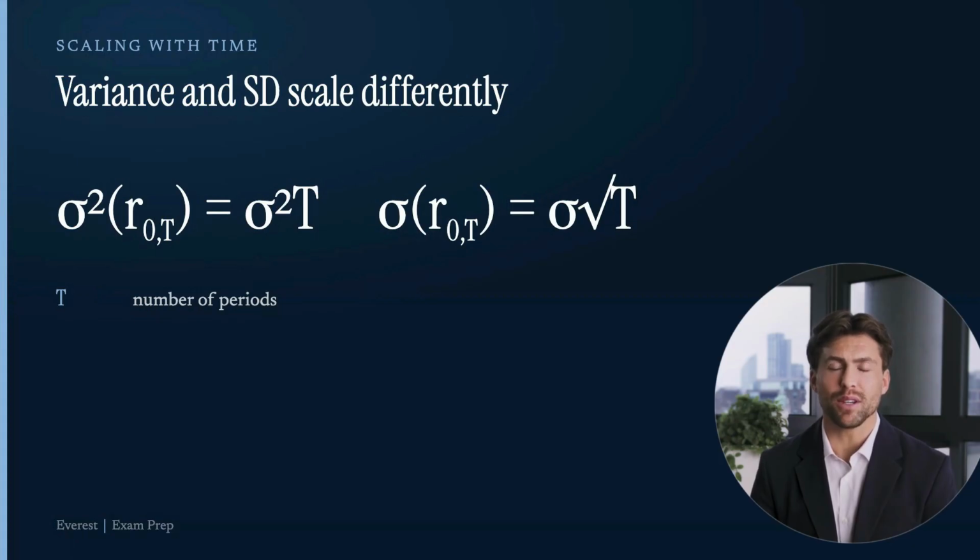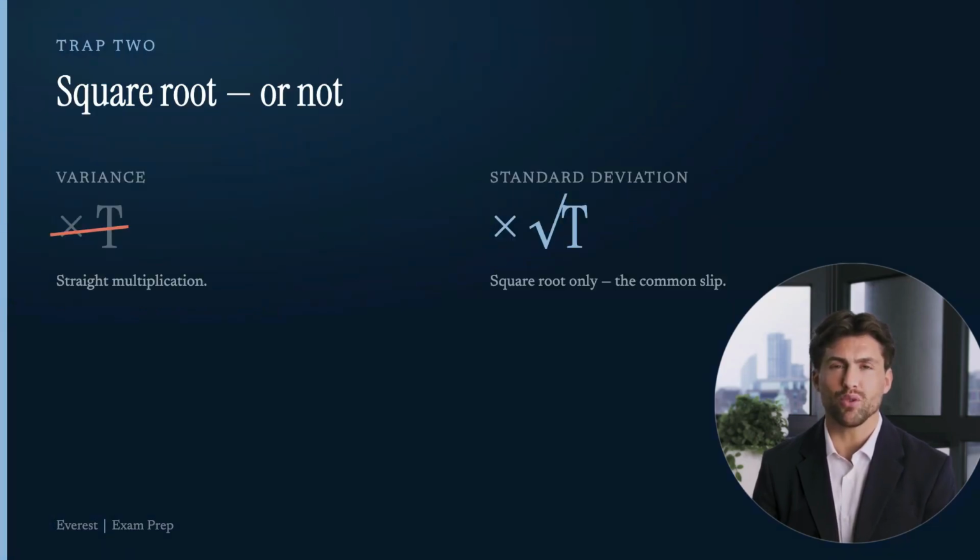Standard deviation over t periods is the one-period standard deviation times the square root of t. That square root is trap number 2. Multiply variance straight through by the number of periods. But standard deviation only scales by the square root of that number. Use the wrong one, and your annualized volatility will be off by an entire square root.